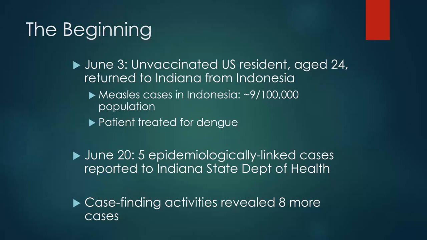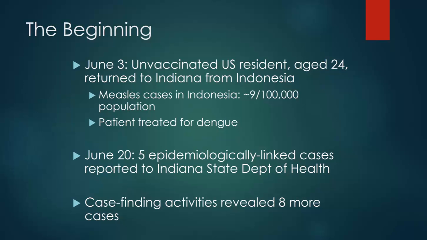On June 3, 2011, a U.S. resident, aged 24, who returned home to Indiana after time traveling in Indonesia, exhibited symptoms of measles. The individual was hospitalized in Indiana, mistakenly treated for dengue, and was not isolated. Measles is endemic in Indonesia, meaning that some level of the disease is expected. The rate of measles in Indonesia for this time period was about 9 cases per 100,000 population.